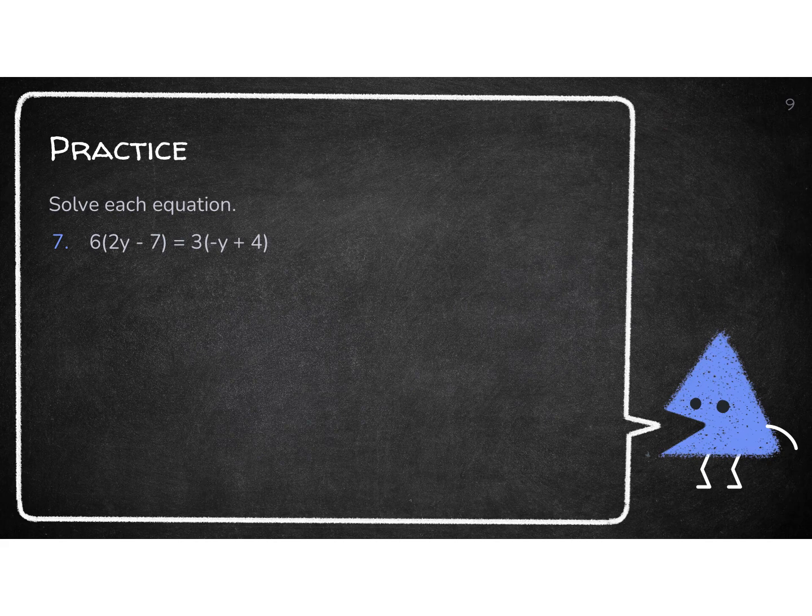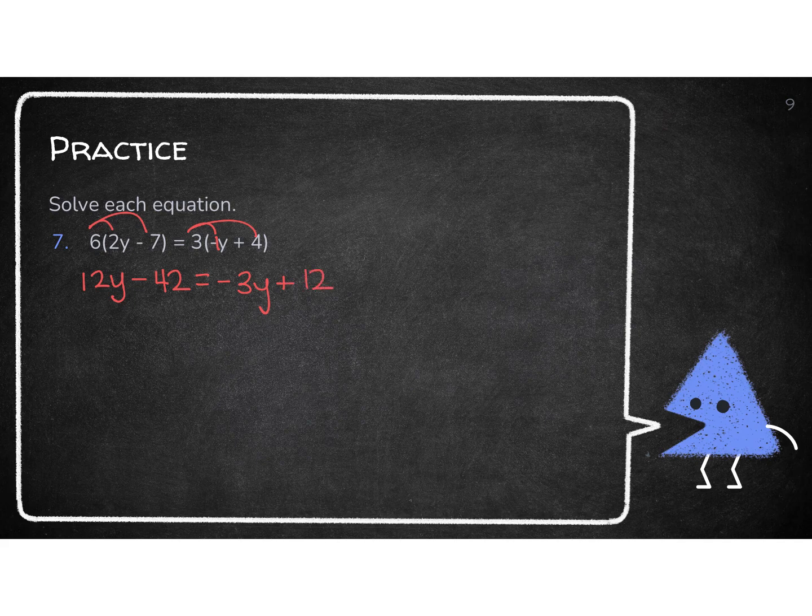All right, number 7 is our last problem here. This is going to throw everything at you. So I see multiple parentheses here. So we're going to distribute both those numbers through. We're going to have 6 times 2y is going to give me 12y. Minus 6 times 7 is 42. 3 times negative y, that's like saying negative 1y. So I'm going to get negative 3y. And then 3 times 4 is 12.